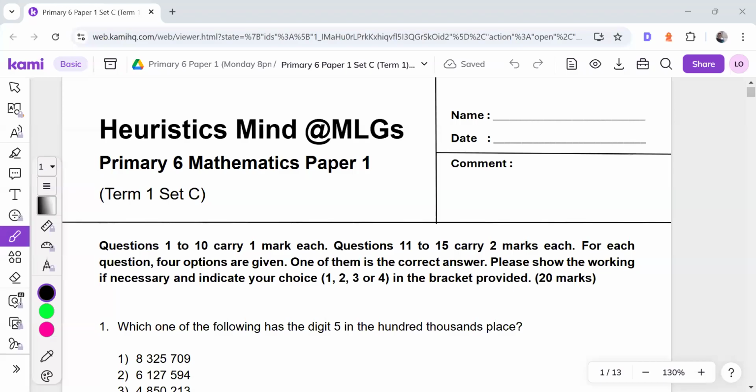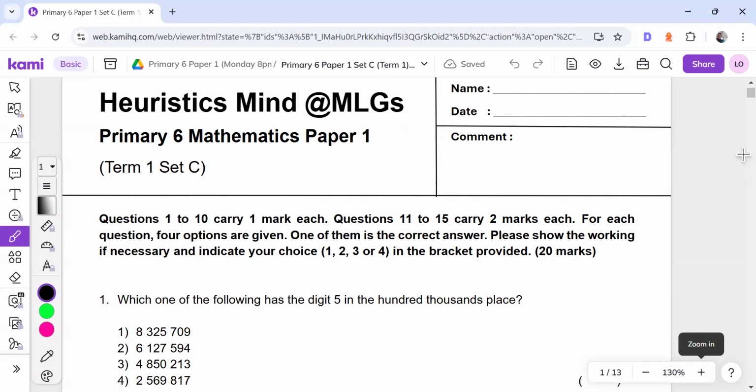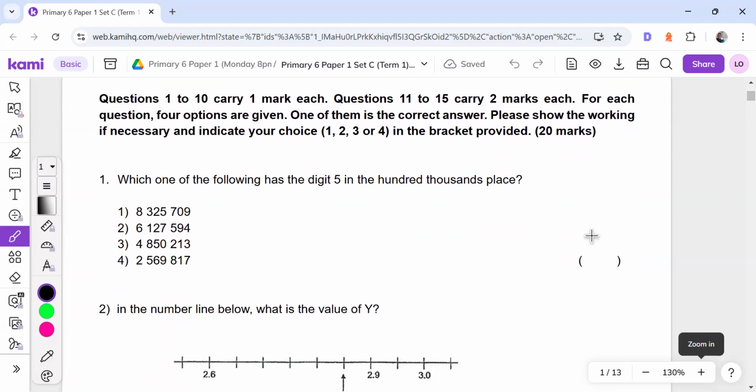And okay, question one. Okay, so got mistake. Let me know. How was the paper one? Was it hard? Yeah. Okay, question one. The answer is what? The answer is number four.